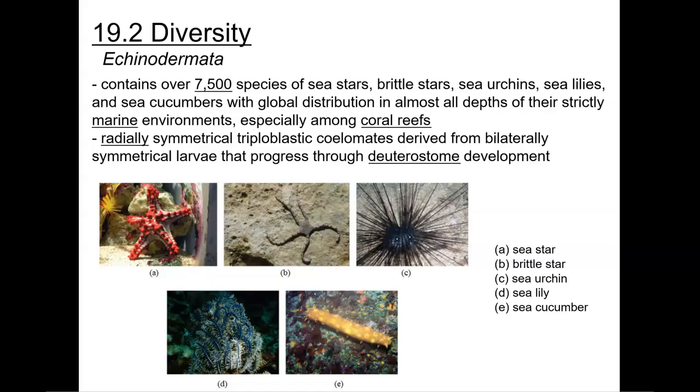They have radial symmetry. They are triploblastic coelomates derived from laterally symmetrical larvae that are going to progress through deuterostome development. Remember, deuterostome is going to develop from the anus up. We've been talking about protostomes, which develop from the mouth down.